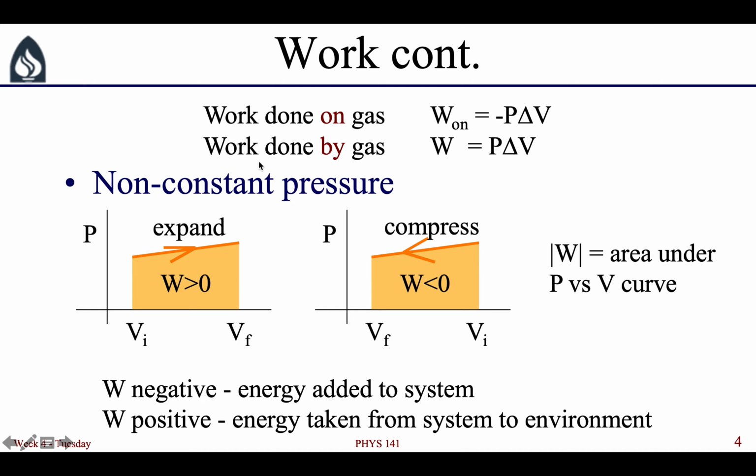Next, we want to talk about what happens when the pressure is not constant, because we know these expressions are only true for constant pressure. In that case, you can make a graph of pressure versus volume, and the area under the curve represented by that graph will be equal to the work. So the work is equal to the area under the pressure versus volume curve. That will tell you the amount of work done by the gas.